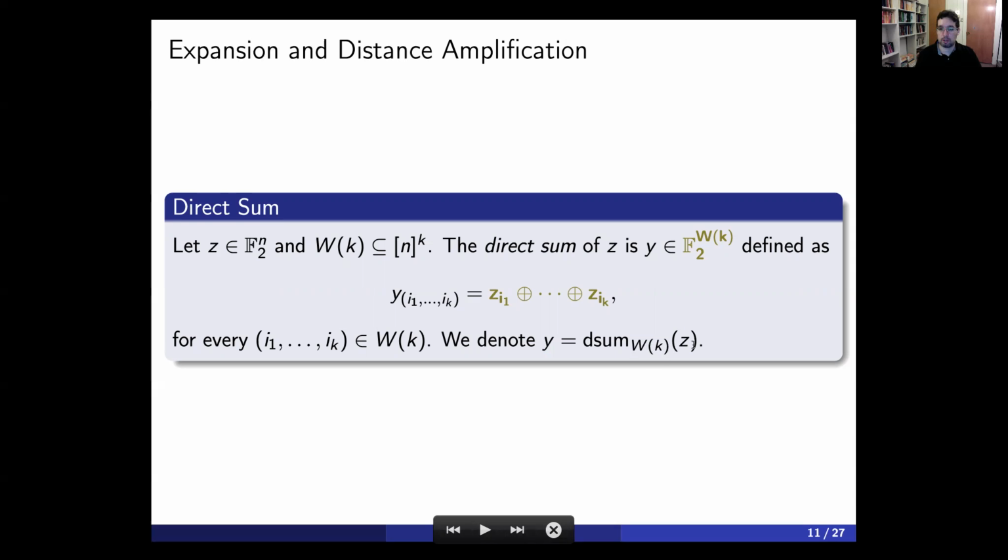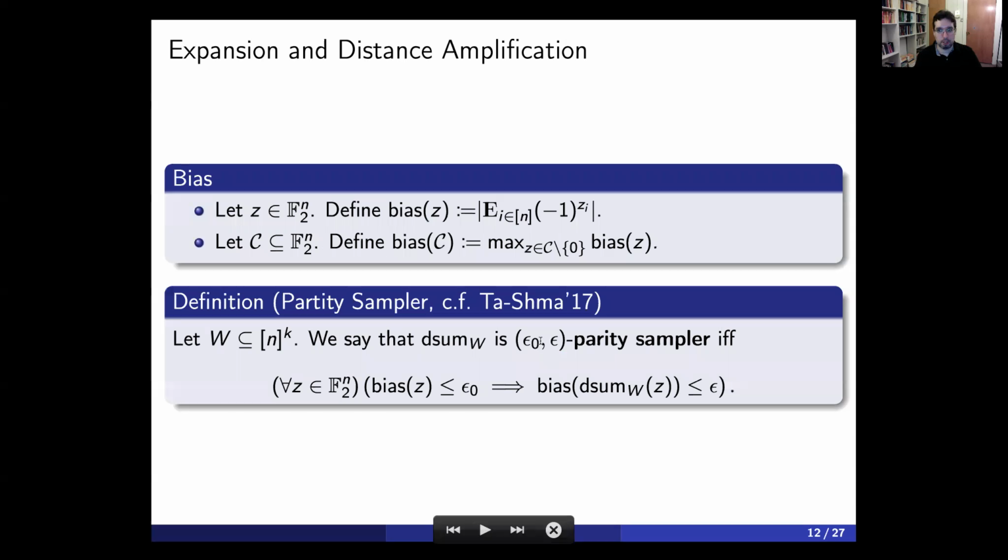The sum using this collection at this base code, this base word, is going to give us this y. Very good. And an important quantity here is going to be the bias. The bias is just the difference between the zeros and ones, and they are going to work with this normalized version. The bias of a code is just the worst bias that you see for non-zero code words.